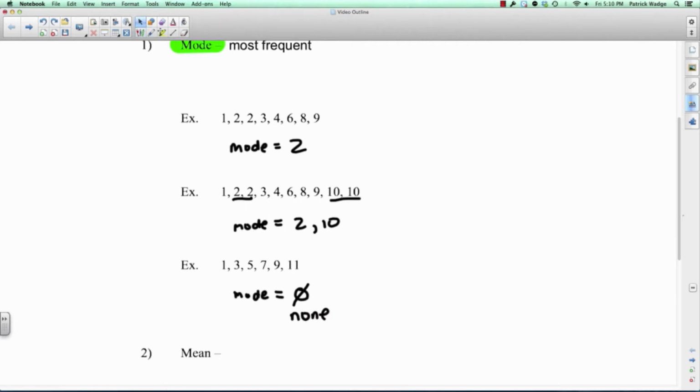Okay, so just to summarize, for your mode, there can be one mode like we had in the first one. There can be multiple modes, 2 and 10. You could have 3 modes, you could have 4, whatever, or you could have no mode.